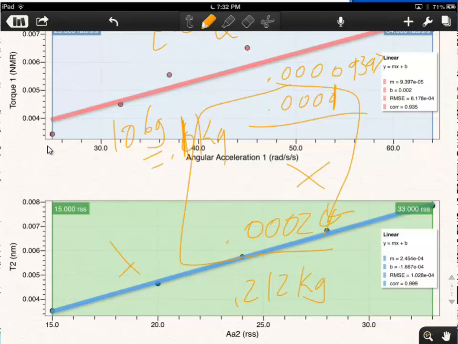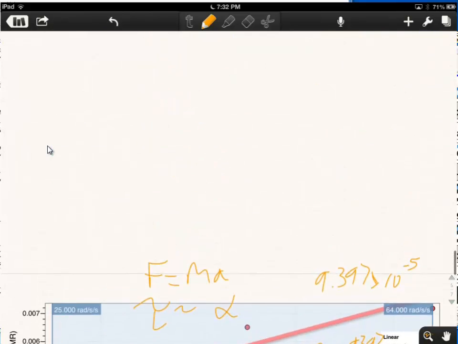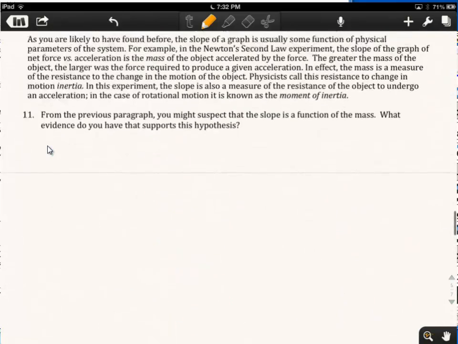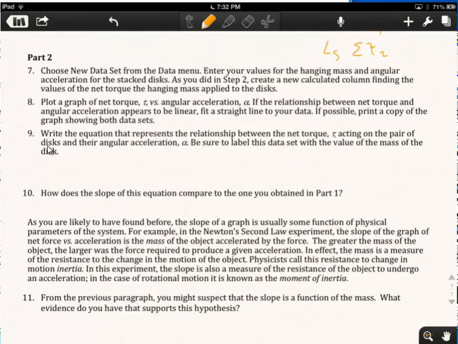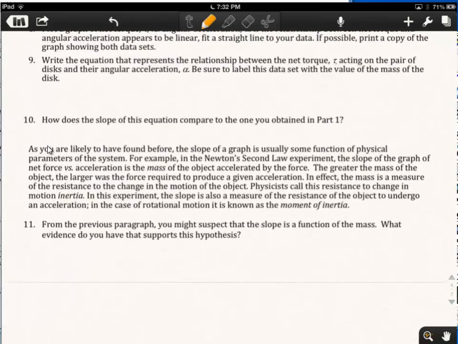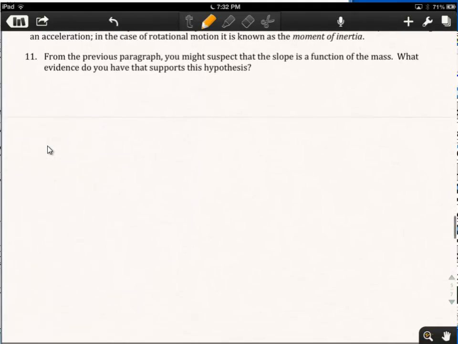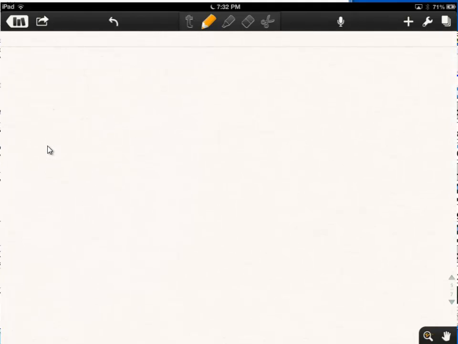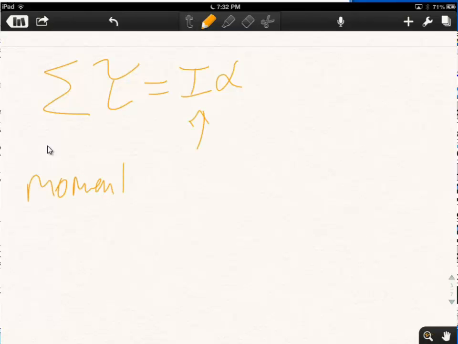Okay, and in fact, if we go back up to the lab, you guys are going to have your analysis. There are some questions to answer about that. The thing that we just derived is almost Newton's second law, but it's called Newton's second law for angular acceleration. And Newton's second law for angular acceleration is I alpha equals net torque. I is moment of inertia, and it depends on whatever is the rotating object.